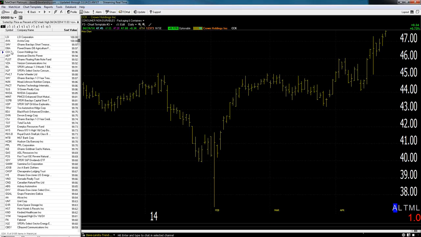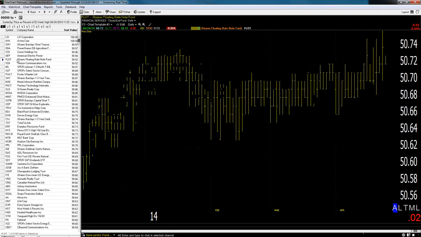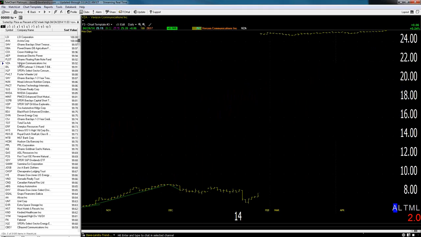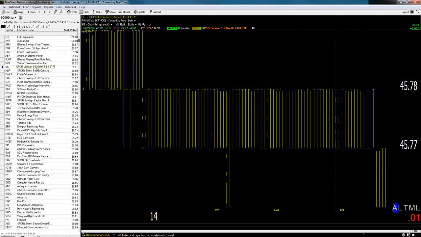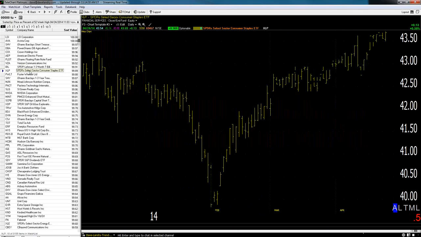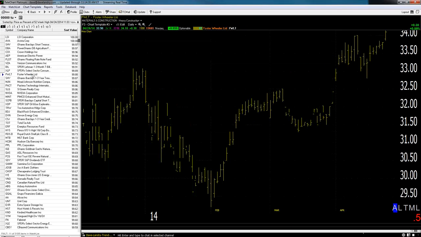And then this is a commodity fund, an agricultural fund. And then CCK, that's a non-durable. That could be seen as a defensive type of issue. But then you got another utility. Then you got a bond fund. And you got a couple things in here, like Verizon. That looks like a buyout. Then you got a bond fund. And then consumer staples.